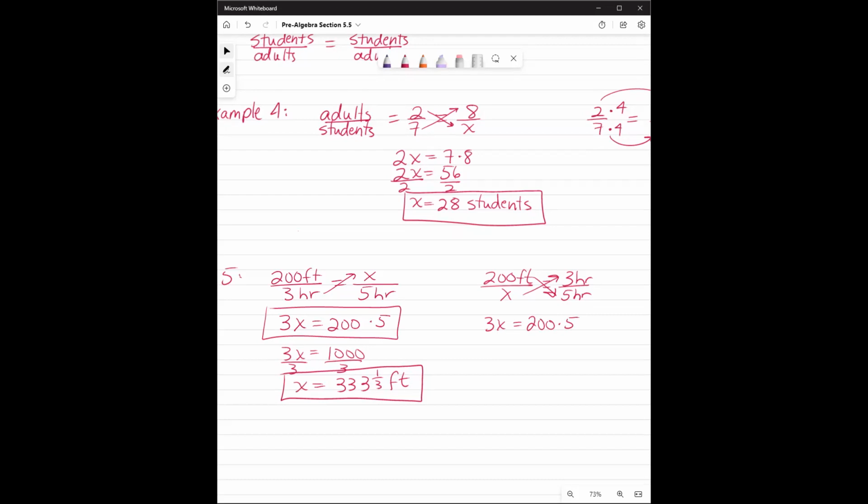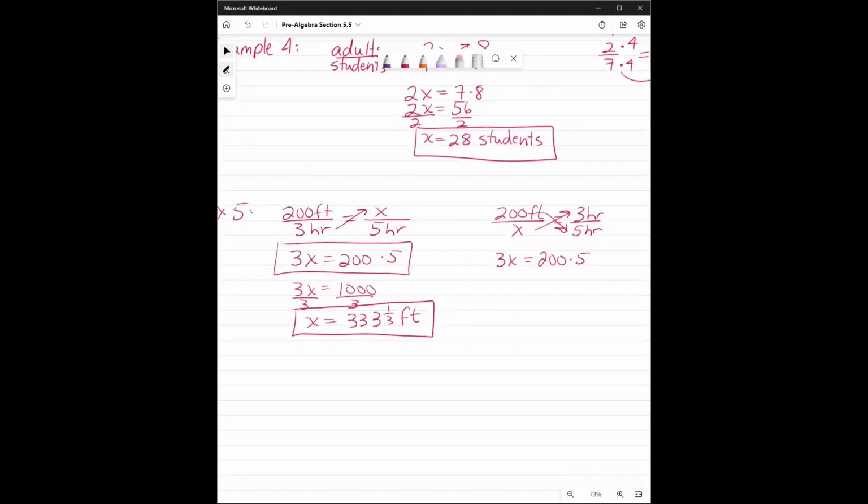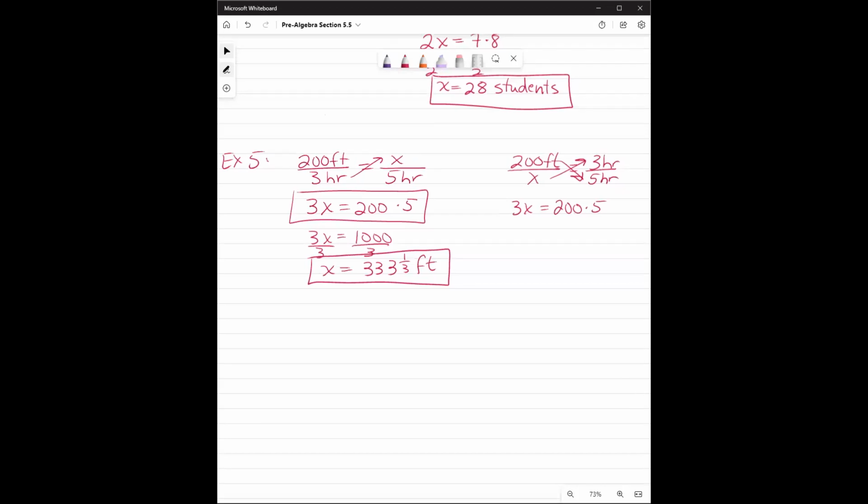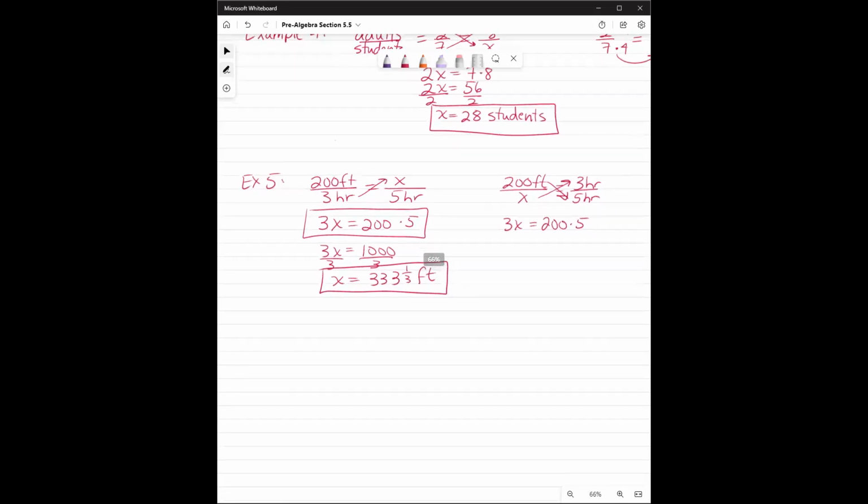All right, we have skill check 3. Write a proportion and solve. I've got a split screen. I'm not entirely sure how this is going to look on the video, so I apologize if it's super small or weird or messy. But it certainly makes me a little bit faster. Okay, so for skill check 3, they have asked us to write a proportion and solve.